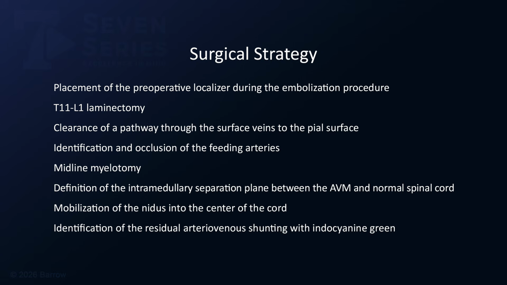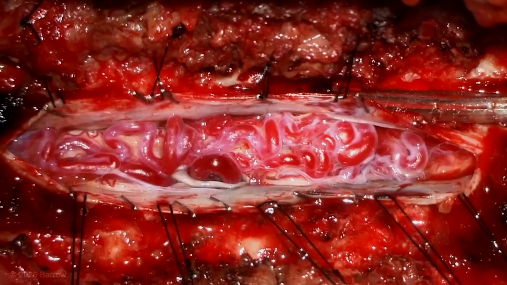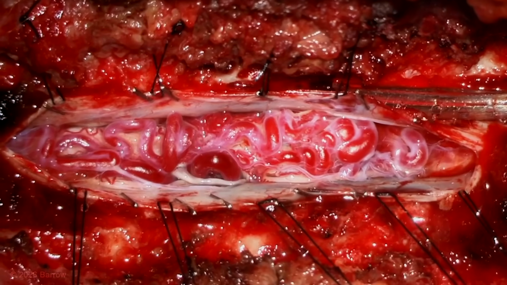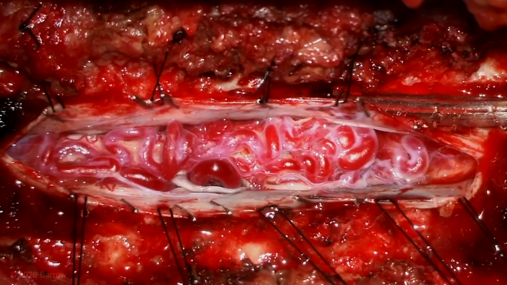This allowed for a midline myelotomy with subsequent definition of the intramedullary separation plane between the AVM and the normal spinal cord tissue. The AVM was mobilized into the center of the cord as the dissection proceeded, and indocyanine green videoangiography was used to identify residual AV shunting throughout the case. Here is an overview of the exposure. You can see this complex of veins on this dorsal surface of the spinal cord.